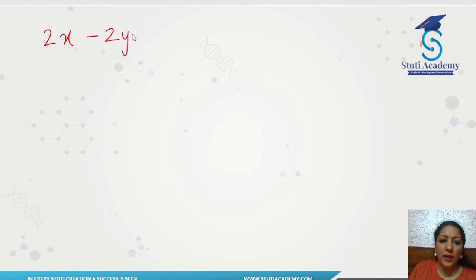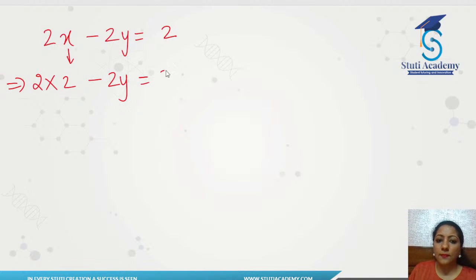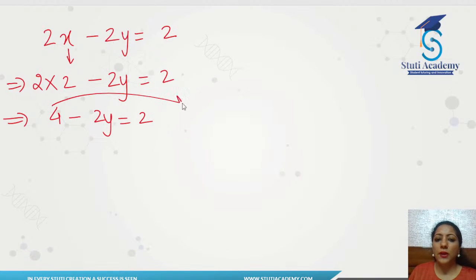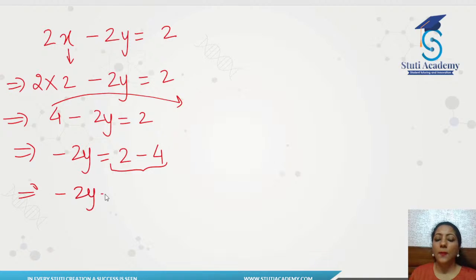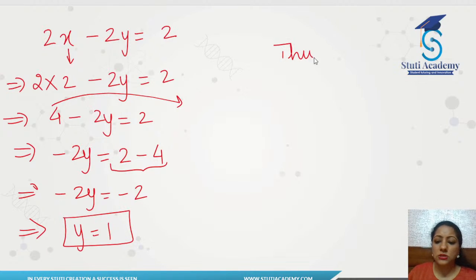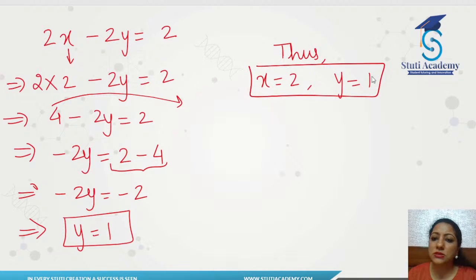2x minus 2y is equal to 2. We'll put x is equal to 2 here. We solved x as 2. We'll put it here, and we'll get 4 minus 2y is equal to 2. 4 will go on the other side. We will get minus 2y equal to 2 minus 4. So from here, we will get minus 2, and then y is 1. Thus, we have got the values of x and y as 2 and 1 respectively. So this is the solution to the given set of equations.